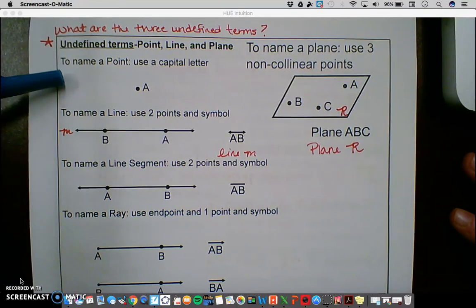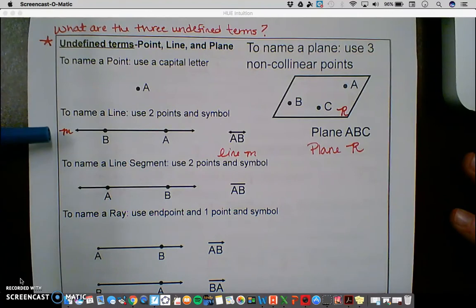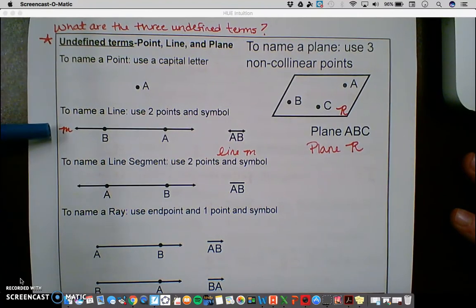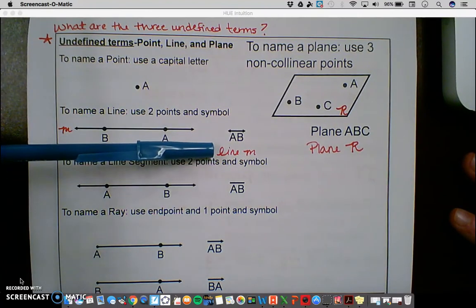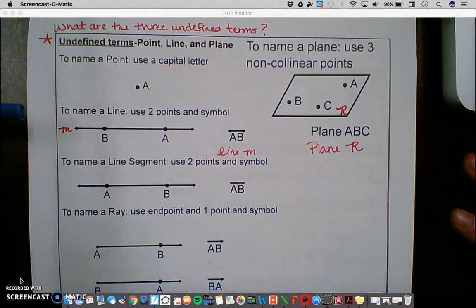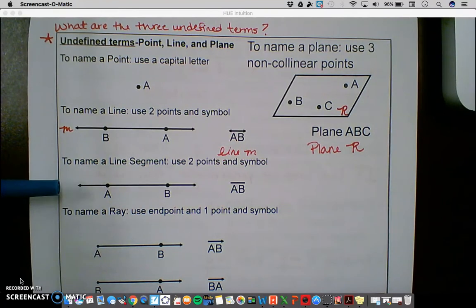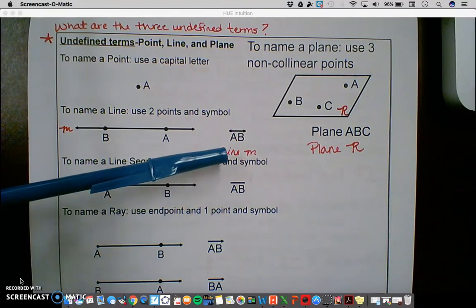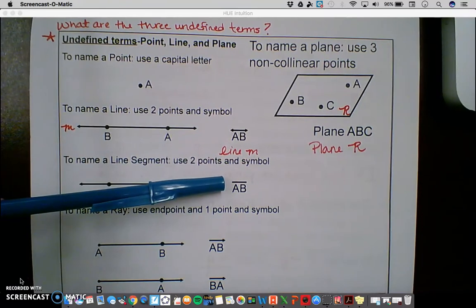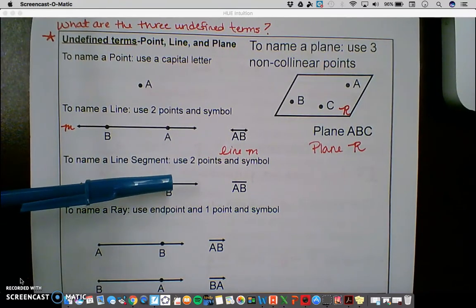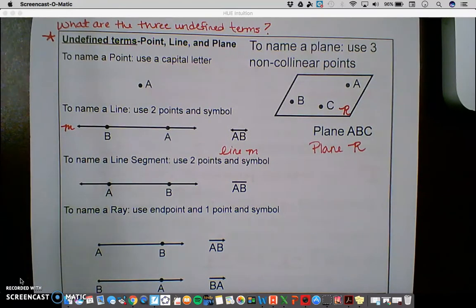Here's how we name a point, name a line. Notice I also added that lowercase cursive letter, and we could name that line M as well. It could be any lowercase cursive letter. Naming a line segment. Notice the difference in the symbol, that it has no arrows, because that line segment is just talking about that piece of the line. We could also name that line segment BA.